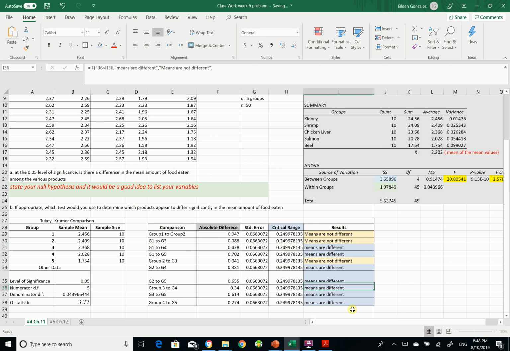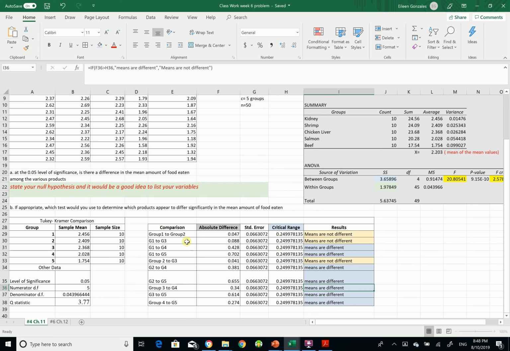What does this tell you? If appropriate, which test would you use to determine which products appear to differ significantly in the mean amount of food eaten? And so you can see here that group 1 and group 2, which in this case is kidney and shrimp, and then group 2 to group 3, so kidney, shrimp, and the chicken liver are not different. Group 1 and group 2, group 1 and group 3, group 2 and group 3, none of these are different. And so what conclusions can you draw from this?